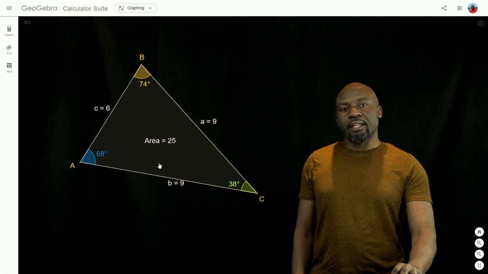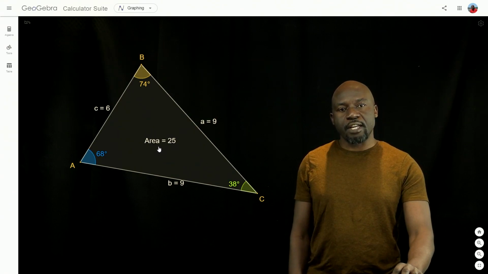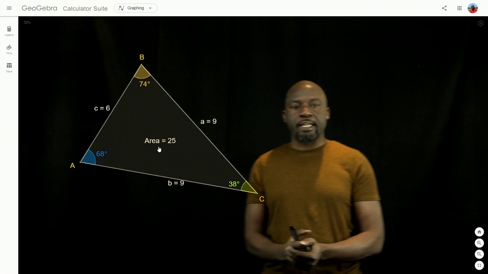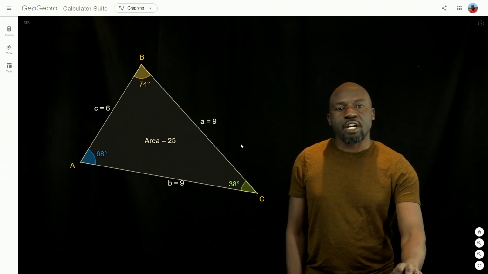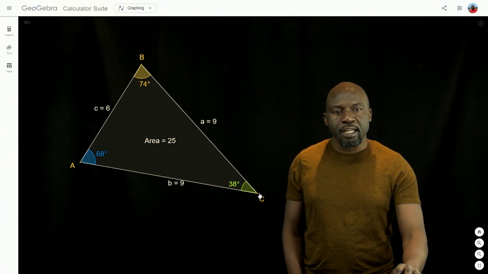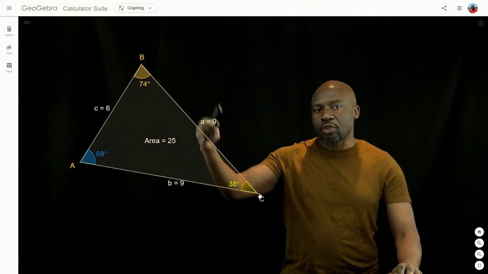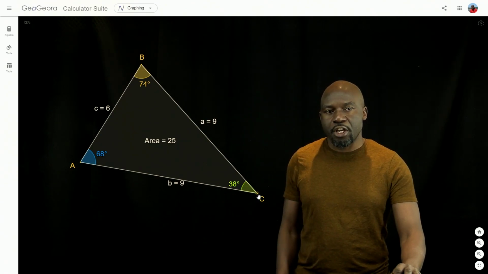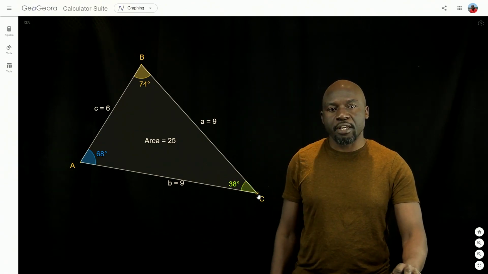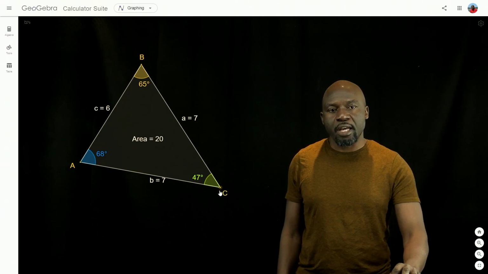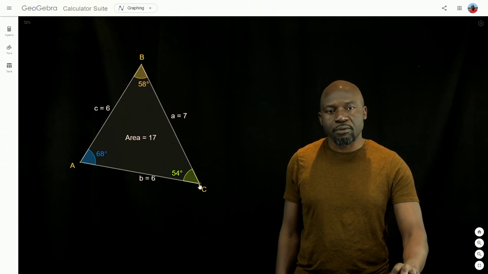Okay? The area of this triangle as it is right now, so we could think of this triangle as being in this particular state, right? Now, if I try to change the length of one side, the other properties will change accordingly. So for example, I'm going to try and change the length of side B by moving the angle C closer to angle A.